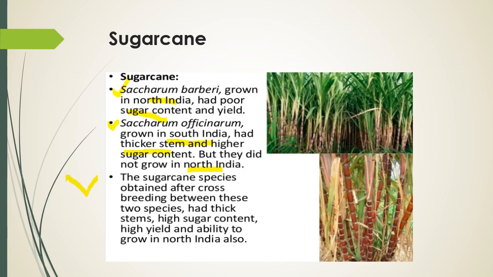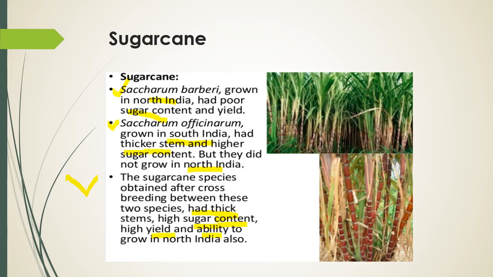So we have crossed these two breeds, and what we got now had a thick stem, because if it is a thick stem, your content of sugar will be more, and high sugar content, high yield, and ability to grow in North India.